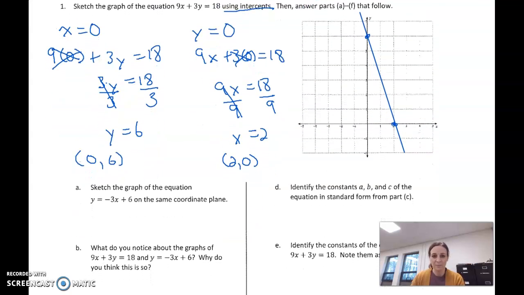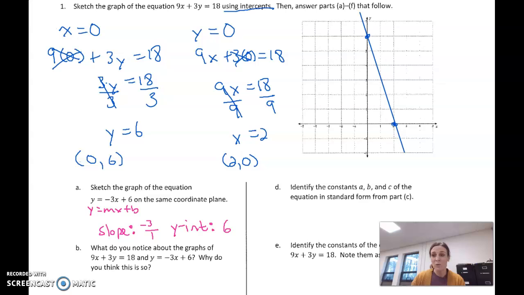Okay, so now it says, part A here, sketch the graph of the equation y equals -3x plus 6 on the same coordinate plane. So I'll change colors here. And remember, this is slope-intercept form. Y equals m times x plus b. So our slope is the m, which in this case is -3. So I'm going to write it as -3 over 1 because slope is rise over run. And my y-intercept is whatever is being added on, that b value. In this case, it's 6.